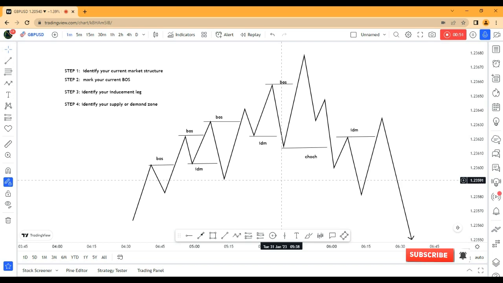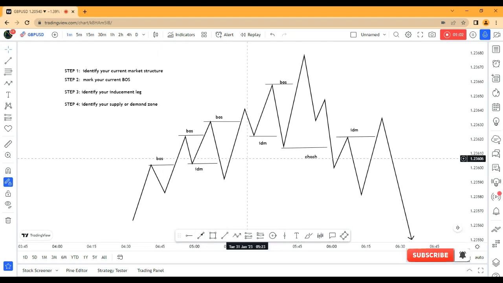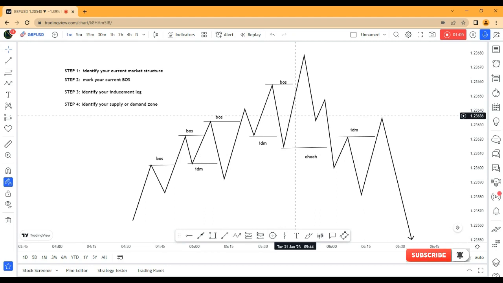All right, so without wasting much time, let's begin. Looking at this structure on the screen, we have price was in an uptrend before changing to the downtrend.